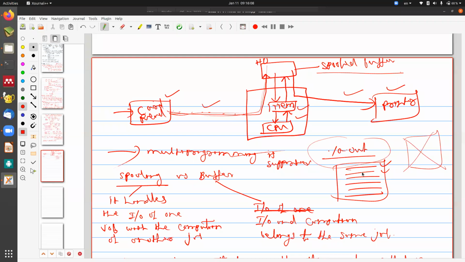It is usually in a different partition of the hard drive. That's always there, like a swap, no? I'll tell you, there is a swap. Similarly, a spool buffer can be maintained separately. Okay, sir. So this is what it is.